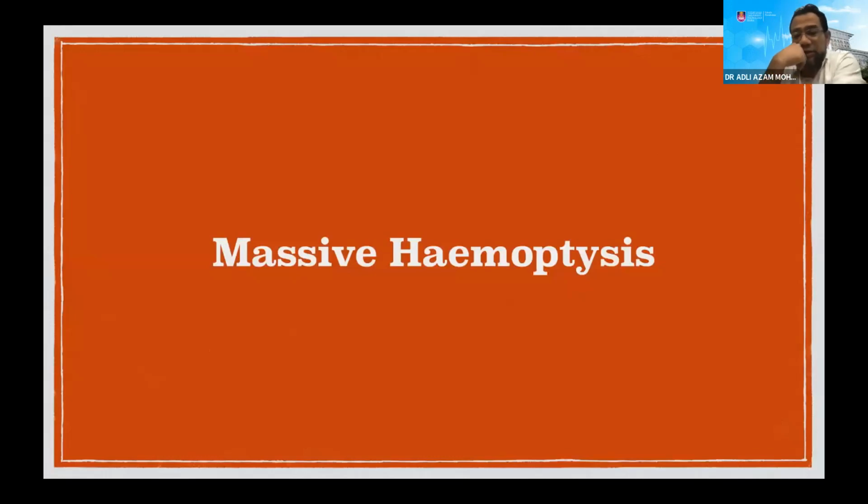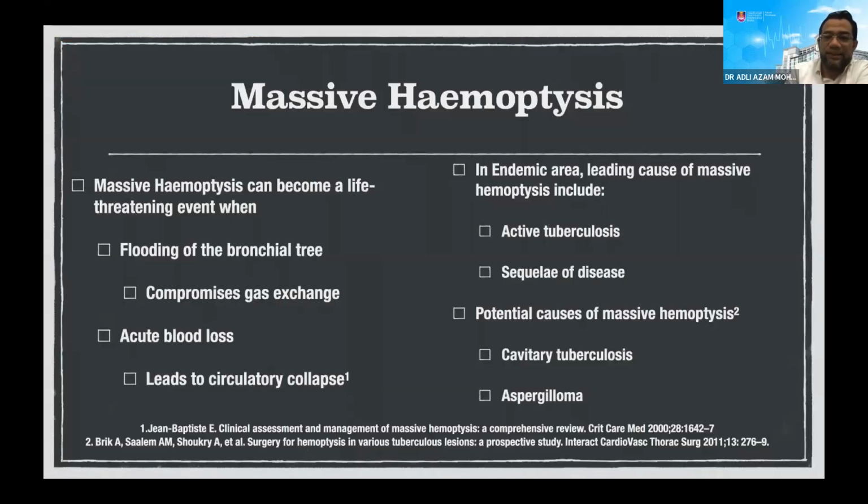This is another presentation that our respiratory clinic will talk to me about, and we discuss whether this patient has what we call an indication to go for surgical intervention, which is massive hemoptysis. Of course, it can become a life-threatening event when there is flooding of the bronchial tree because it will compromise gas exchange. Acute blood loss itself will lead to circulatory collapse.